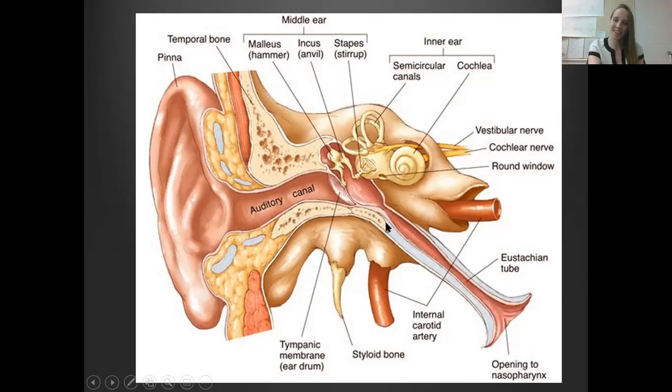And does anyone else think that this looks like a chameleon? Is that just me? With its tongue sticking out?